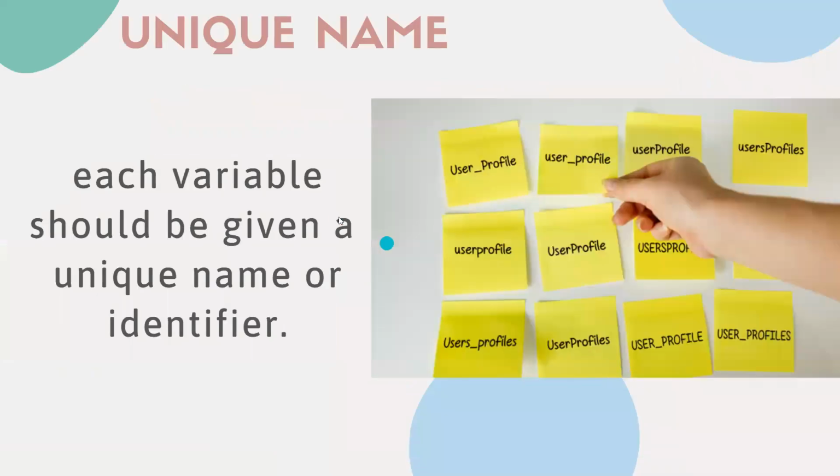All right, so how do we name the variables? Each variable should be given a unique name or identifier. Variable is the same as identifier. Don't be confused. It is the same. When you say identifier, it's the same as variable. And if you look at this example, we have different names here.